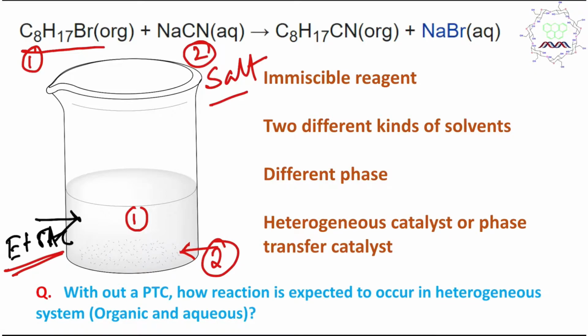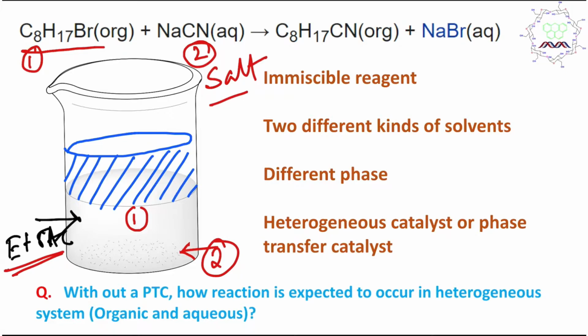Now since they are not in the same phase, the reaction can't happen. In this case what is done, for example, you add some water here. So this layer is the aqueous layer. Now what will happen, if you shake a little bit, this sodium cyanide will go into this phase and it will remain in the aqueous phase, so aqueous sodium cyanide. Now the question: will the reaction happen? By the way, the reaction will happen but at a very slow rate.